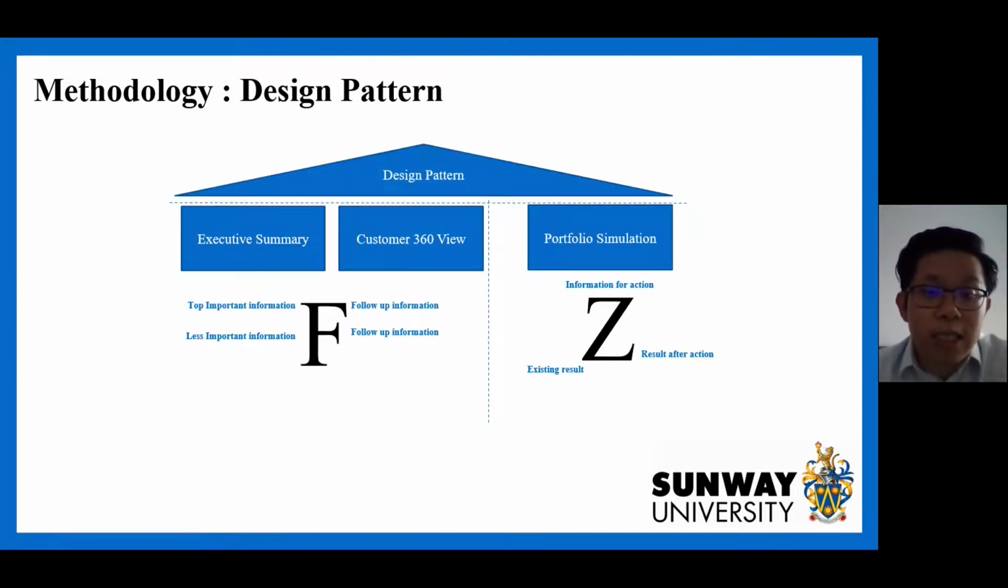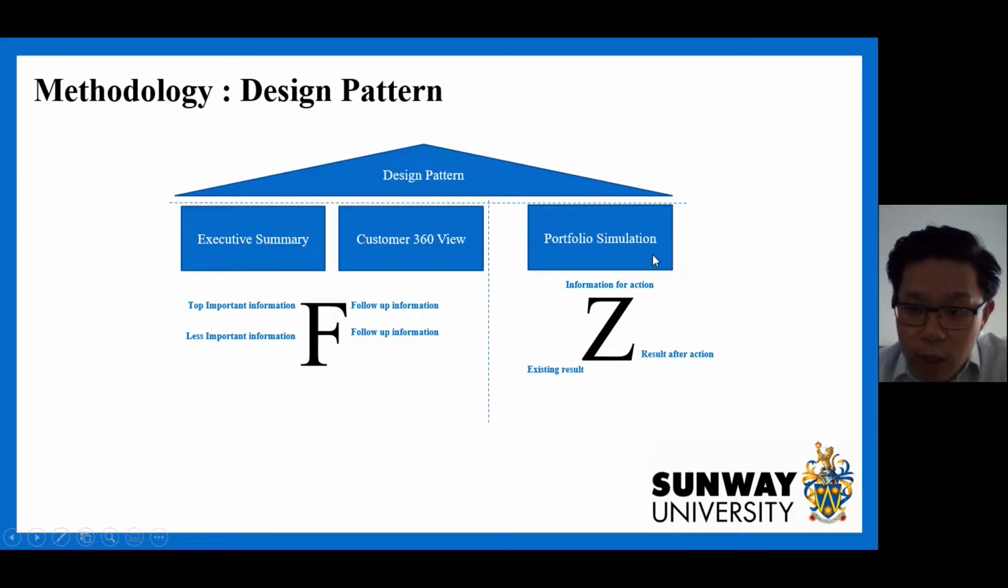The next one is the design pattern. The F pattern will be deployed into the executive summary and also the customer 360 view. So the top information will be shown here and come with the follow-up information, and the less important information will show at the lower part.